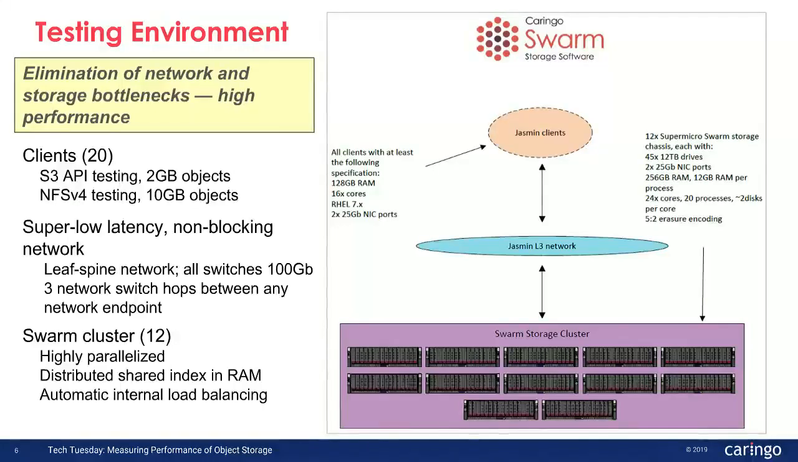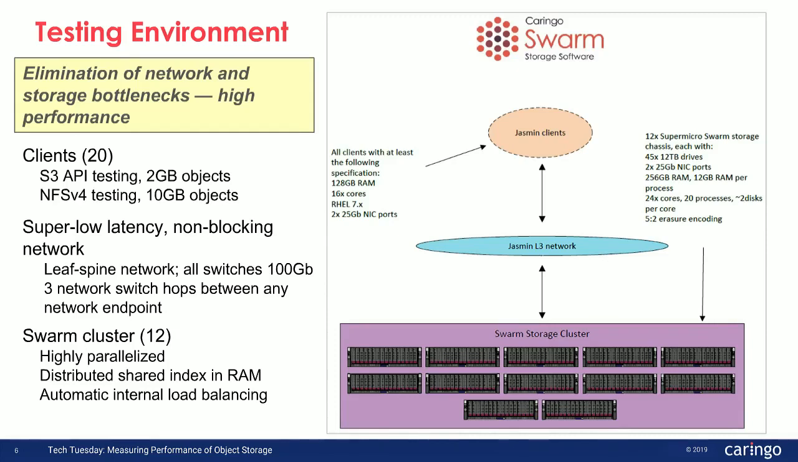We'll bring up a slide here about the testing environment we worked with. And here's the testing environment. It contained an extremely robust set of clients, switches, and Swarm storage nodes. There's an ample set of clients at our disposal, and the network itself consisted of super low latency, non-blocking switches with 100 gigabit ports. The switches were organized in a leaf spine network so that every endpoint was only 3 network hops away, and there were 12 Swarm storage chassis, all of which were configured identically.